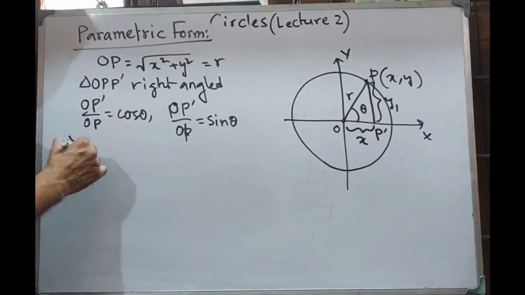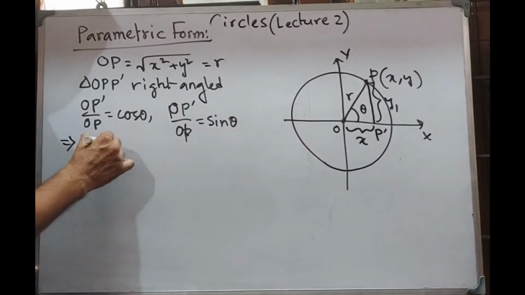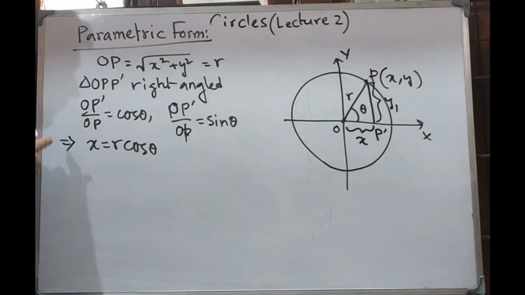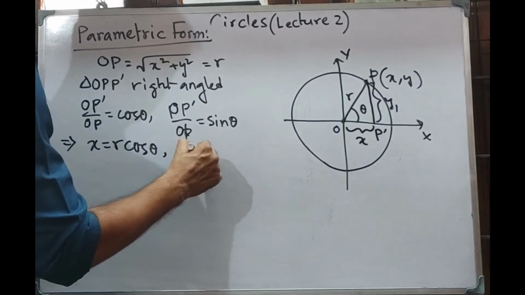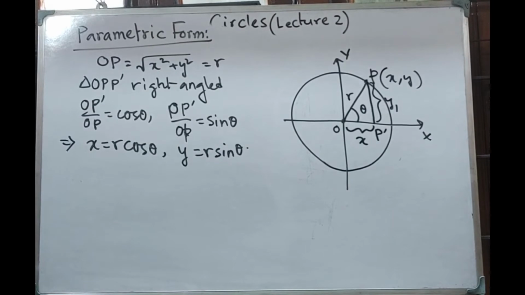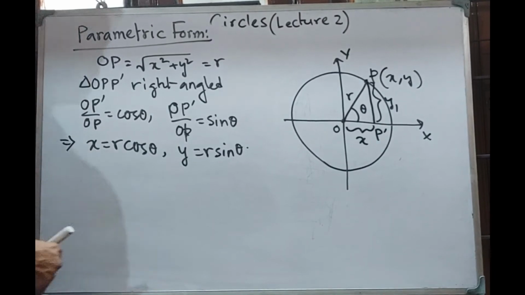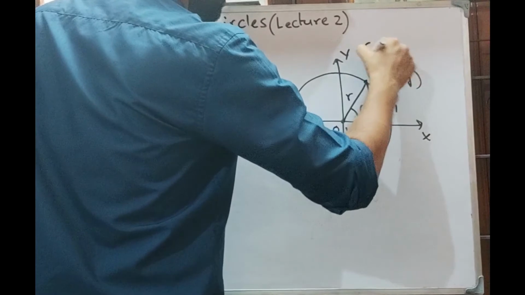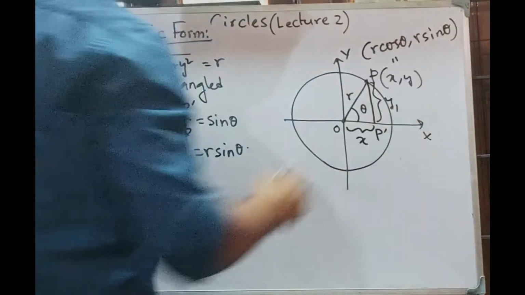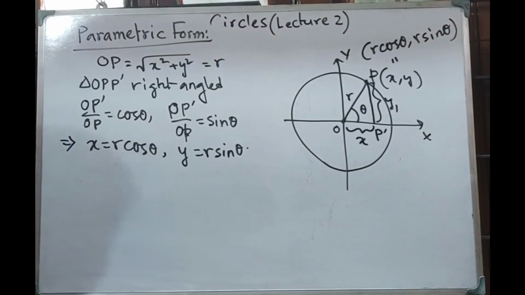Now if you see carefully, we can write the next line as x equal to r cos theta by putting the values of OP dash and OP, and y is equal to r sin theta by putting the values of PP dash and OP. So any point on this circle can be written as (r cos theta, r sin theta). And you have seen this thing in complex numbers also. These are the real and imaginary part of a complex number in polar form.